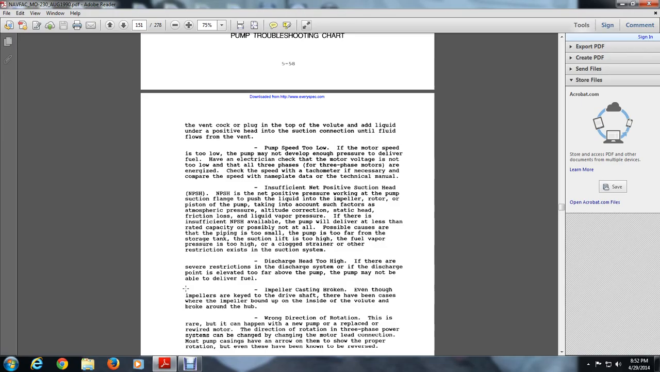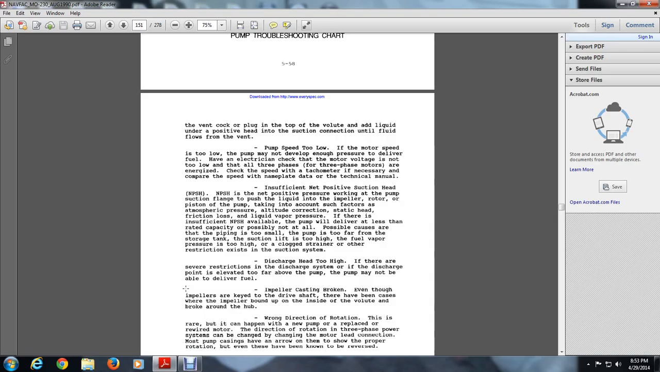which stands for net positive suction head, is covered in the next section. NPSH is the net positive pressure at the pump suction flange that pushes the liquid into the impeller of the pump, taking into account factors such as atmospheric pressure. If there is inefficient NPSH, the net positive suction head available is insufficient.